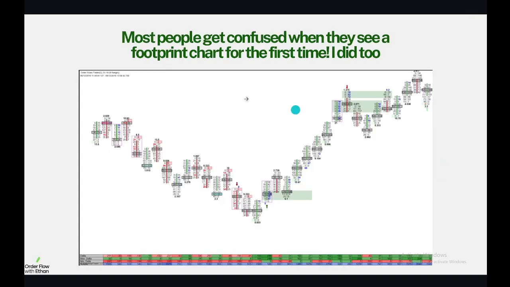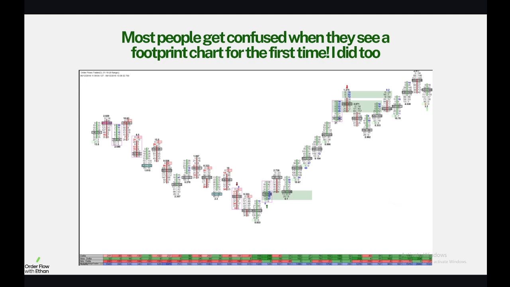Most people get confused when they see a footprint chart for the first time. I did too. The first time I saw this, I was like, man, what the hell? How can I learn all of these numbers, all of these colors, all of these boxes? There's red, there's green, those small red and green boxes everywhere, then this delta, whatever. I want to learn math, man. Come on, this is not trading. Yes, I said the same thing the first time.